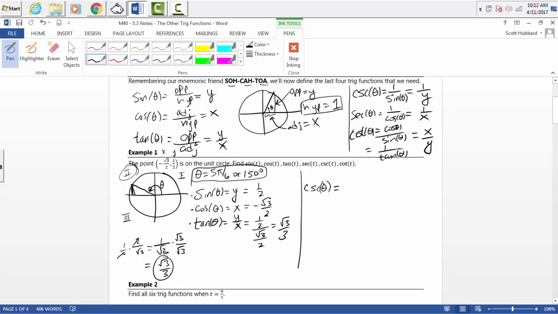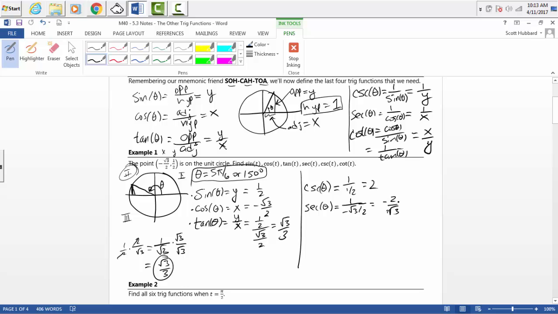Cosecant of the angle, again, is just the reciprocal of this. It's 1 over y, so it's 1 over 1/2, so that's 2. Secant of theta is equal to 1 over x, so it's going to be 1 over negative root 3 over 2. And so you're just going to flip that, it's going to be negative 2 over root 3. But again, we don't like to have that radical right there.